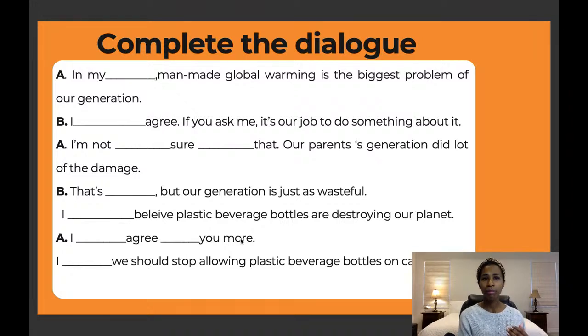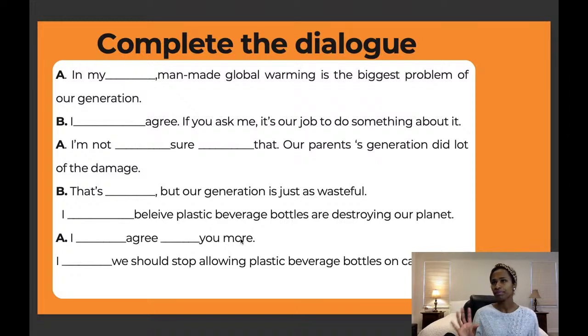"I blank believe." Okay, so another error over there, because "believe" we don't write like that, right? So write in the comments how do we write "believe." Okay, and we are missing an article over there. "I believe plastic beverage bottles are destroying our planet." And then "I blank agree," and then "blank you more." And then the last one: "I blank, we should stop allowing plastic beverage bottles on campus."